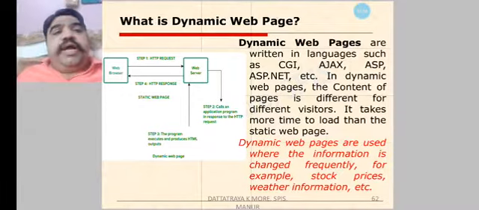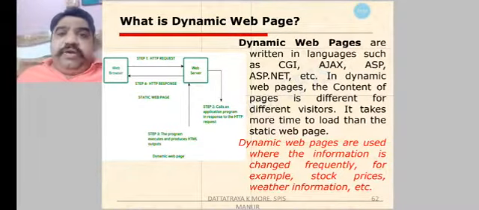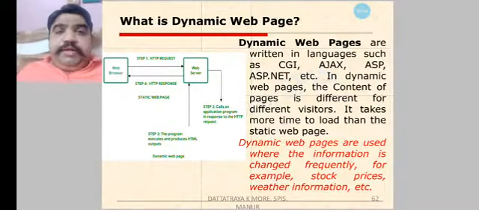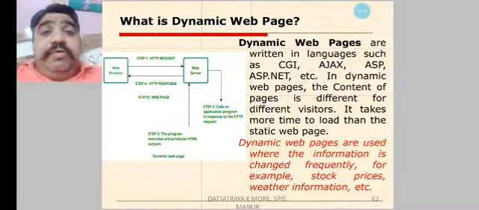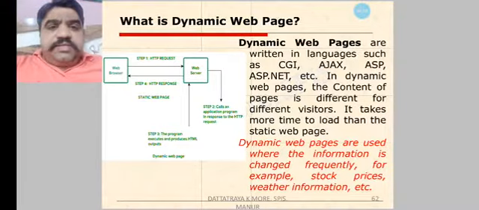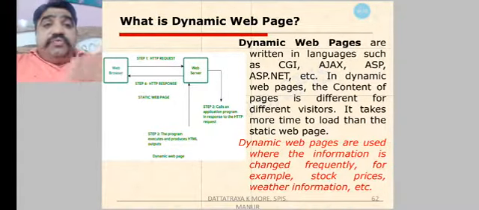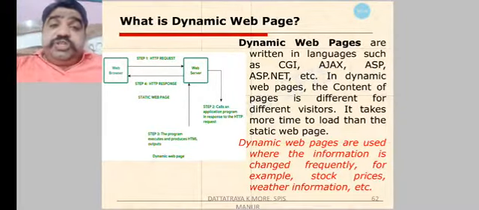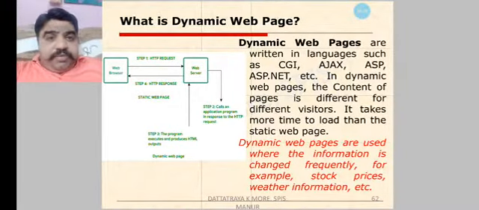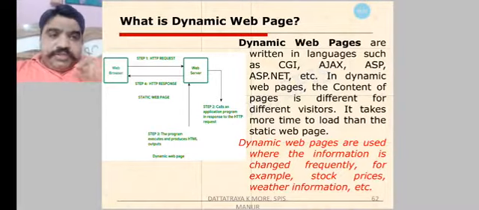In dynamic web pages, the content of pages is different for different visitors. It takes more time to load than the static web page. Dynamic web pages are used where the information changes frequently, for example stock prices, weather information, even railway reservation, where information changes time to time, hour by hour, minute by minute. There dynamic web pages are a must.